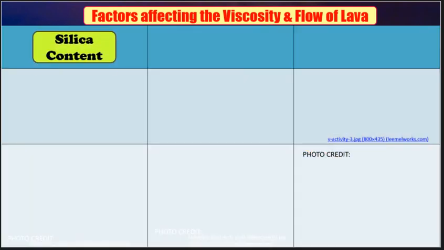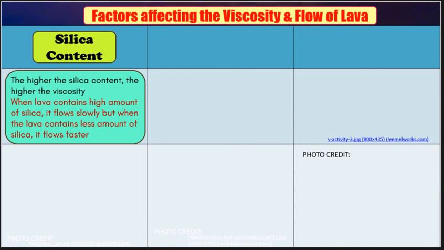First in line is the silica content. What does it mean? The higher the silica content, the higher the viscosity. On the other hand, the lower the silica content, the lower the viscosity. When lava contains a high amount of silica, it flows slowly. But when the lava contains less silica, it flows faster. The lava is more viscous when it contains a high amount of silica compared to the lava that contains less silica. Okay?